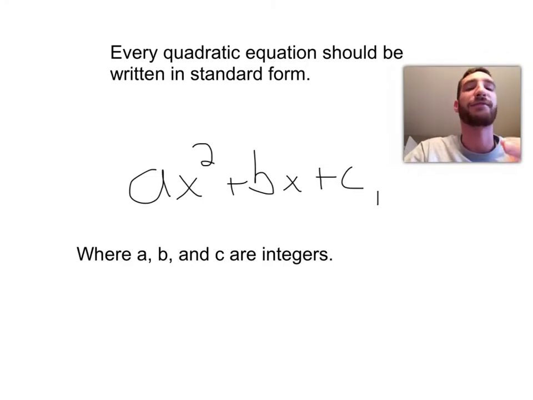So you might not remember what an integer is. An integer is just any positive or negative whole number. Okay, so that's all you need to know about integers. They're positive, negative whole numbers, and we'll need to find out values for a, b, and c, so we can find out what our equation is.